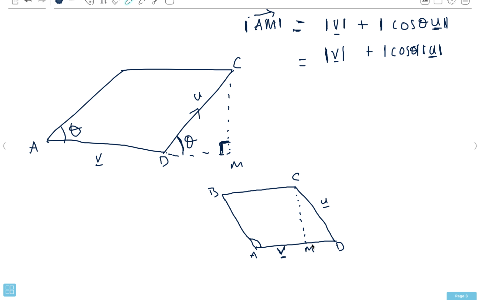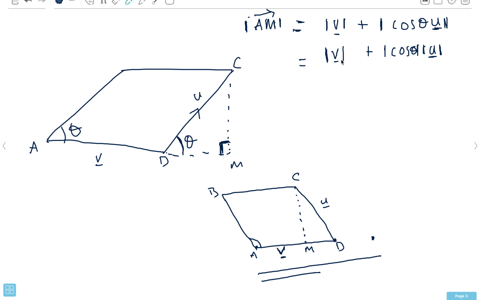The length of DM is the same as the length of MD, so this is what we're doing. We're starting here, we're adding on v, then we're adding on the length of DM. Since our cos theta is positive and the length of u is positive, we're adding on whatever MD is, the length. So what we have now is that what we really want is up to AM, up to here.